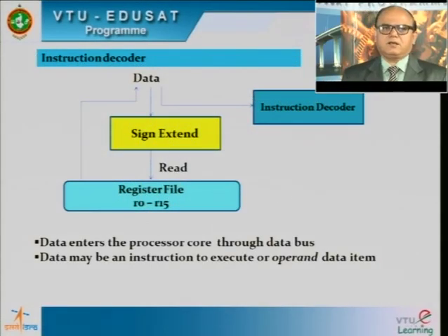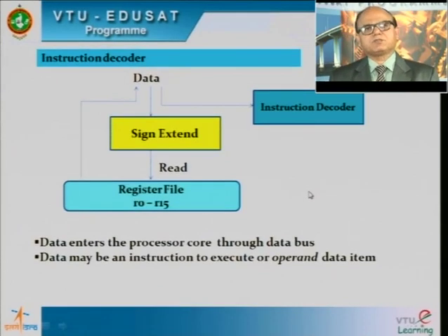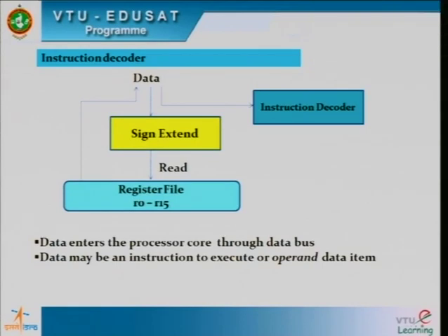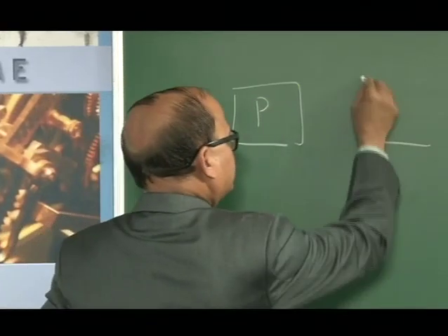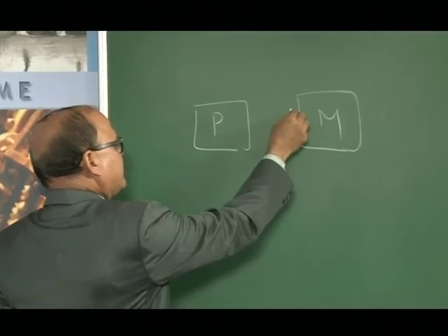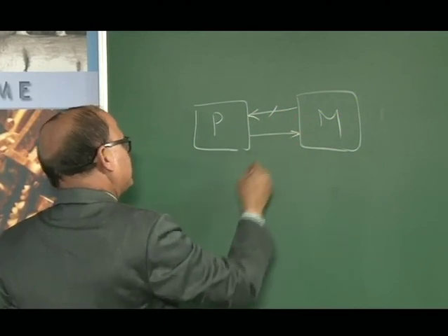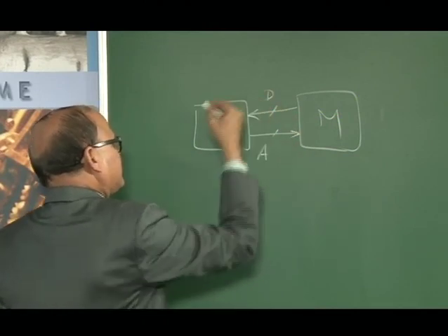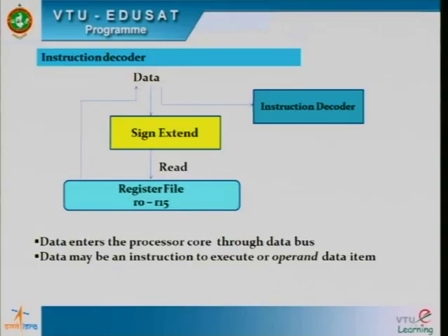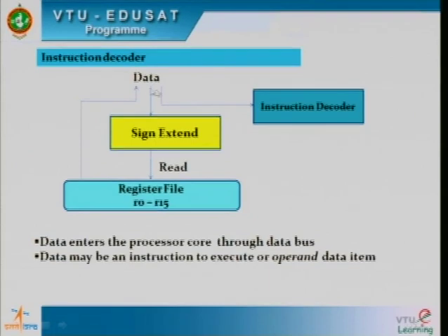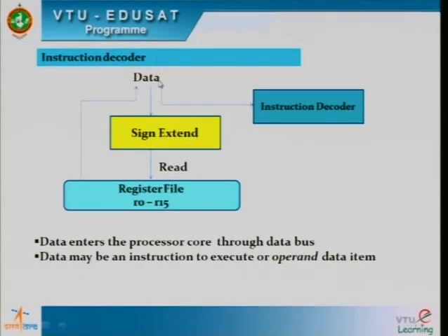Now let us look at how data is transferred between the memory and the processor. Say I have the processor on this side, and we have the memory configuration, and let us see how the data is transferred from the memory to the processor. Let me call this the address bus, and this the data bus. From the data bus, the ARM processor receives the data, and this data is information received from the memory.